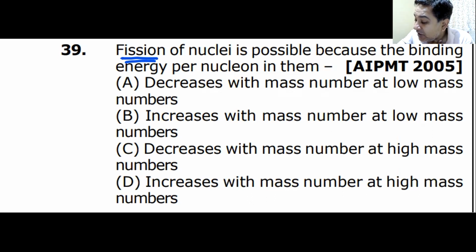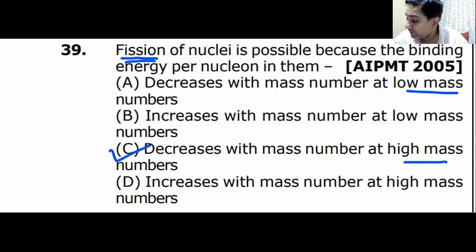Fission cannot happen for low mass numbers. Fission only happens at high mass numbers. Why are you stuck on A and B? A and B are for fusion. So what is the correct answer? C. With higher mass number, binding energy decreases, it becomes less stable, and that is why they break. Do we understand this? I am getting confused, sir.